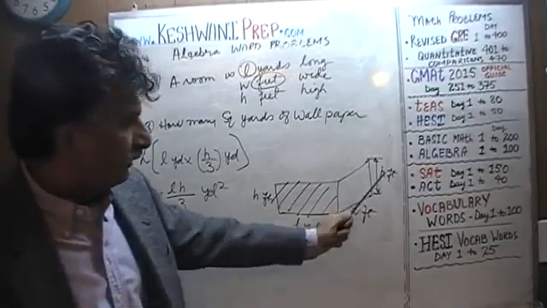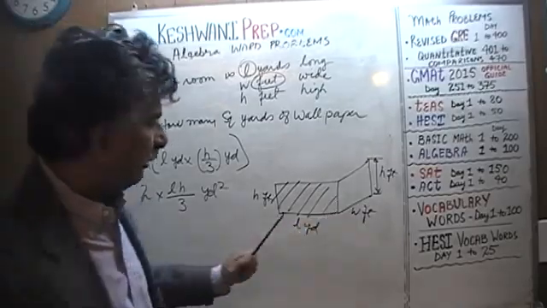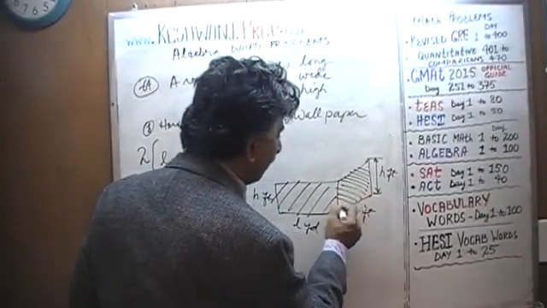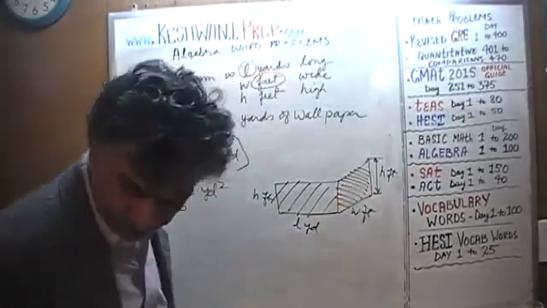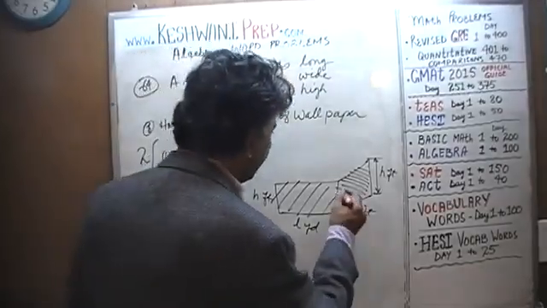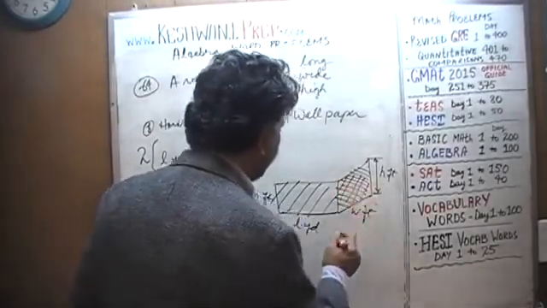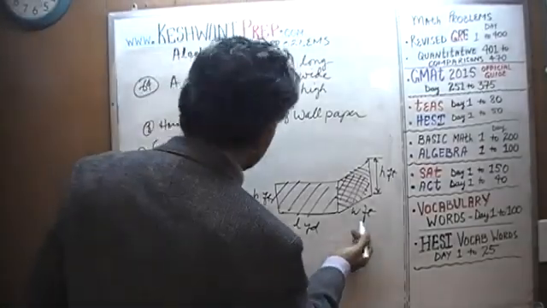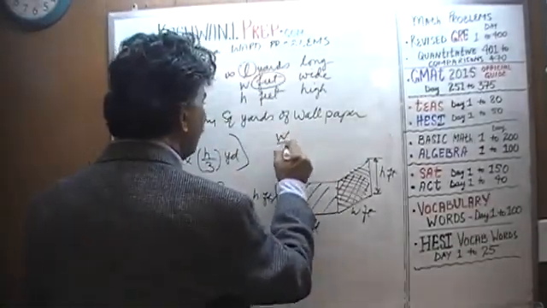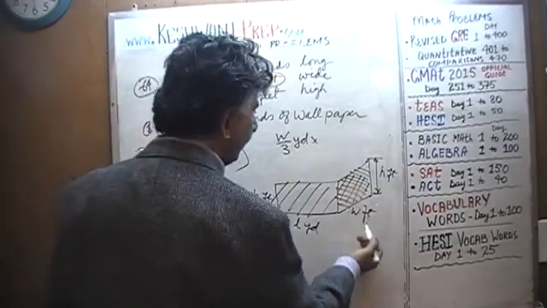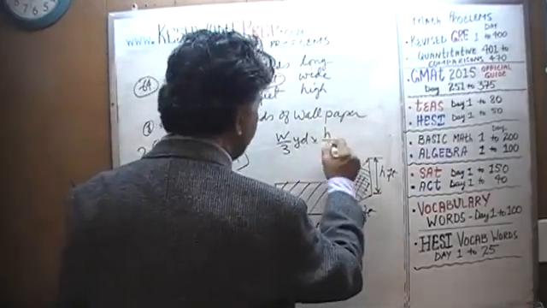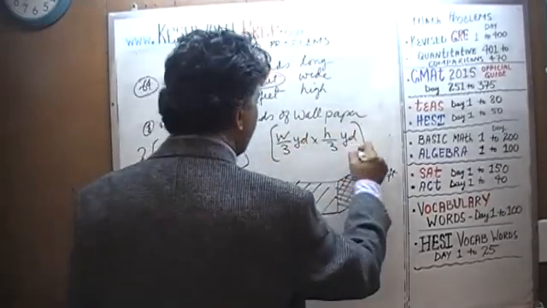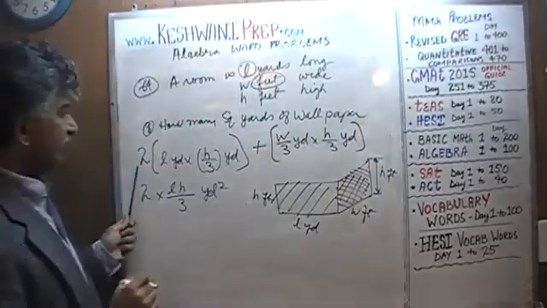We need to convert both of them into yards in order to measure the area of this wall. W feet is going to be W over 3 yards times H feet, which is H over 3 yards, times 2.